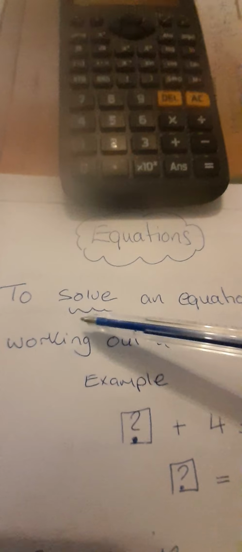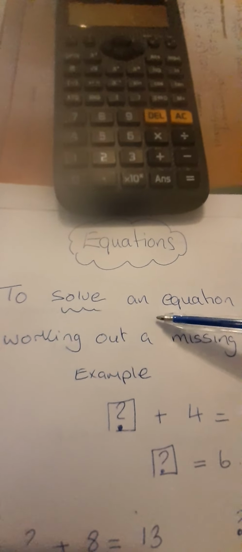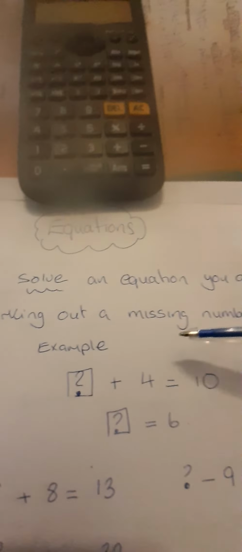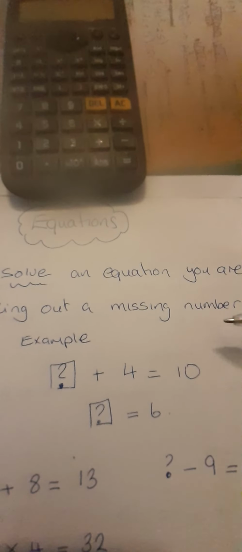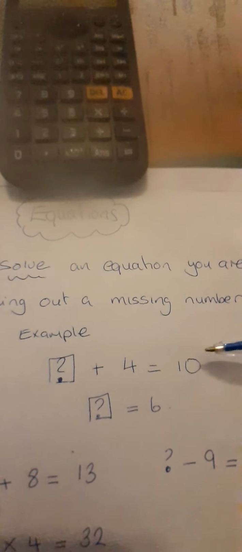So you'll see this word solve when you see equations. To solve an equation means finding the missing number. To solve an equation, you are working out a missing number. That's basically what it is. And you've seen these before. So there's question mark, the missing number, add 4 is 10. So that missing number must be 6.